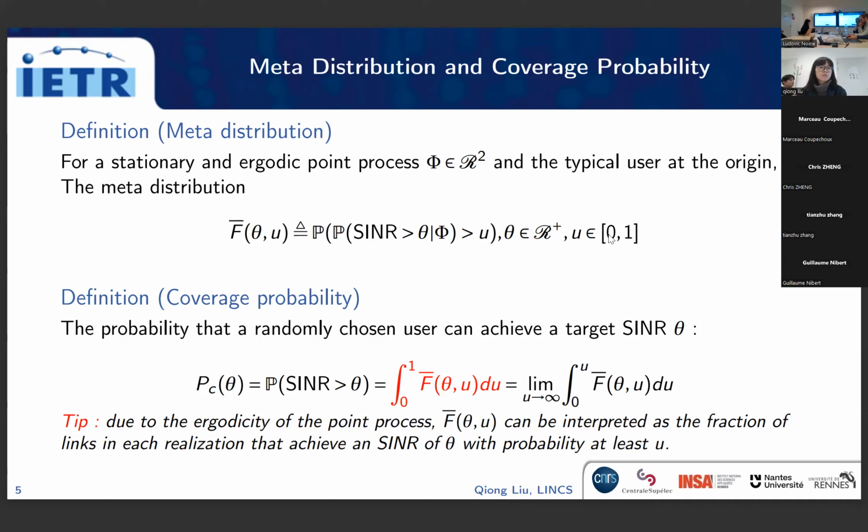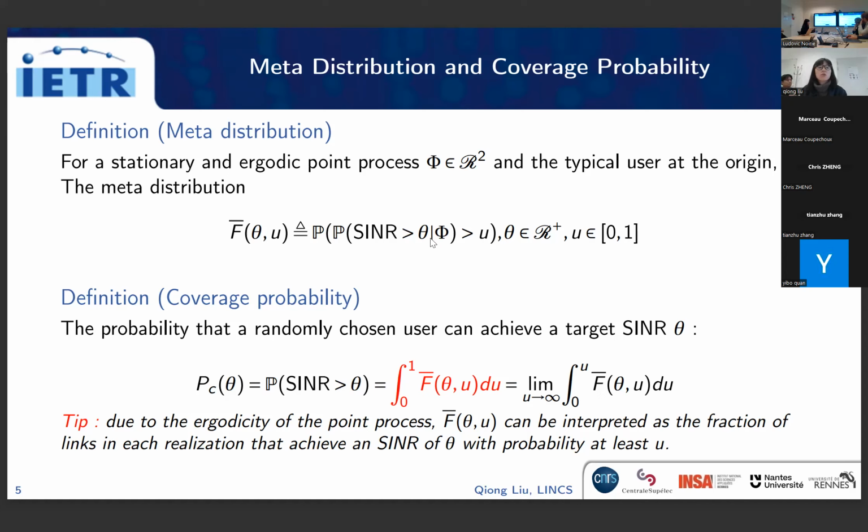A more fine-grained distribution, called the meta distribution, is also used to characterize the SINR distribution. It gives more fine-grained information because it gives the SINR variability at particular points in an area. For a stationary and ergodic point process, with the typical user at the origin, the meta distribution is a two-parameter SINR distribution. In this definition, the first part is a conditional coverage probability. We fix the point process to have this inside part. The second part gives the distribution of this conditional coverage probability.